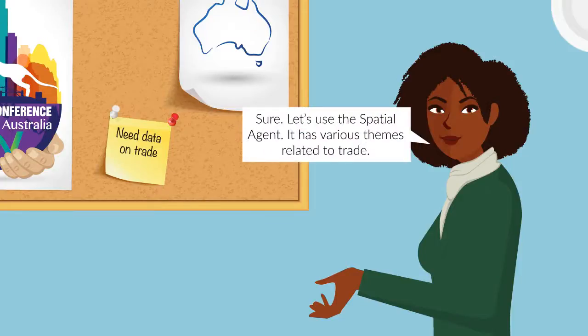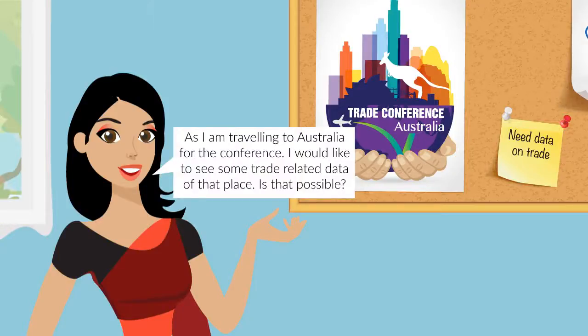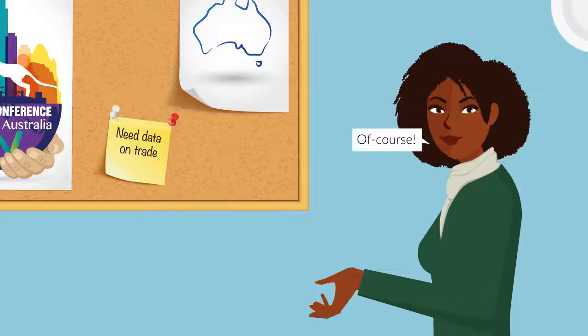Sure. Let's use the Spatial agent. It has various themes related to trade. As I am traveling to Australia for the conference, I would like to see some trade-related data of that place. Is that possible? Of course.